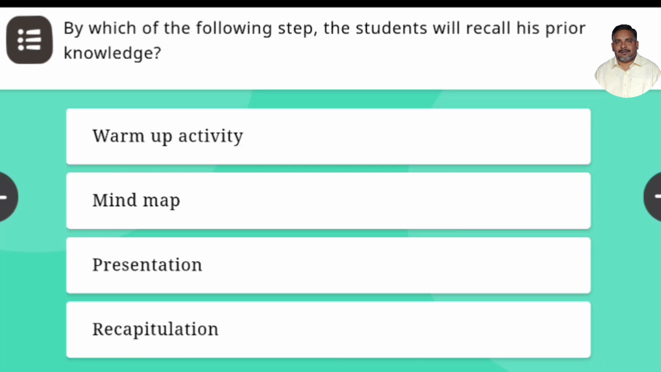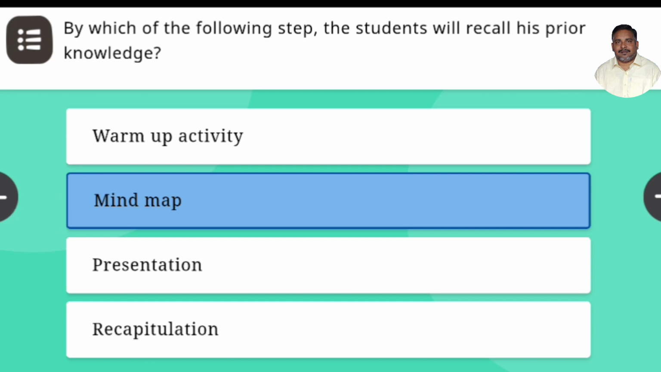By which of the following steps will the students recall their prior knowledge? Warm-up activity, mind map, presentation, recapitulation. The answer is mind map.